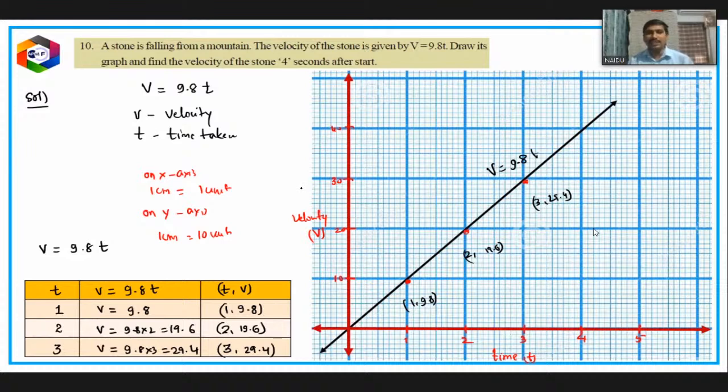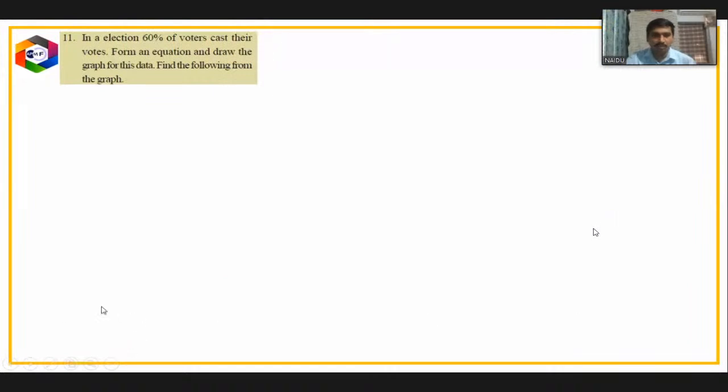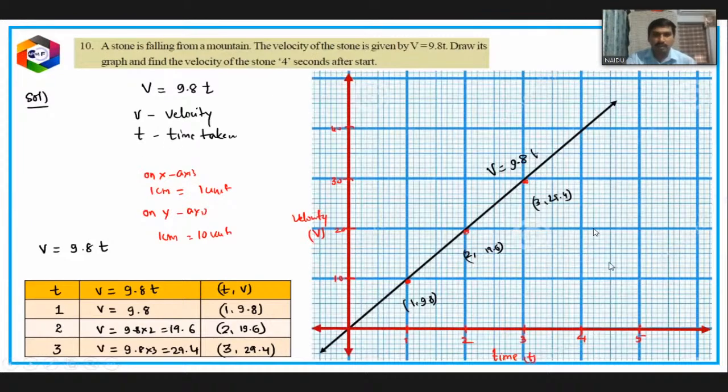So the graph is completed. Now the question is, after 4 seconds, what would be the velocity? From the graph, we have to calculate the velocity. As we discussed yesterday, 4 seconds means time on the x-axis. So at 4, draw vertically to touch the graph. Observe, children, since the question is asked about the velocity after 4 seconds, I am going to draw this. Sorry, a small mistake here.